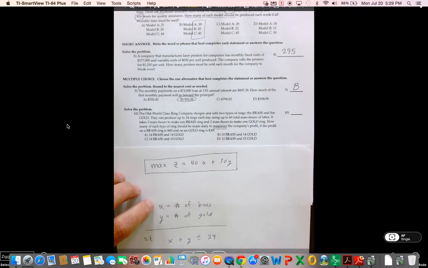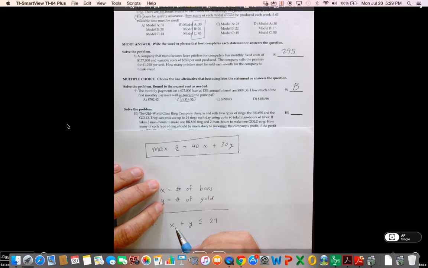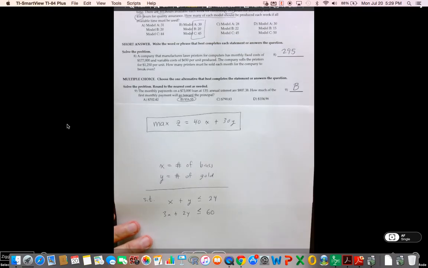So that's one clear constraint. And then we've got constraints on the man hours. Using up to 60 total man hours. It takes 3 man hours to make the brass, and it takes 2 man hours to make the gold. Now I know that I'm making rings, so I know that my rings have to be greater than or equal to 0.